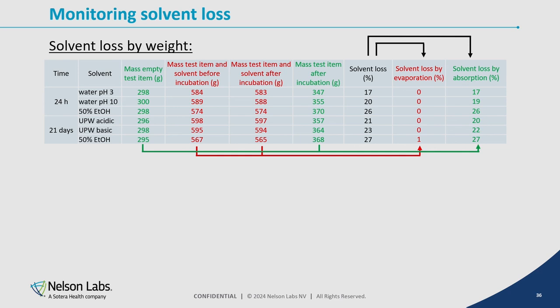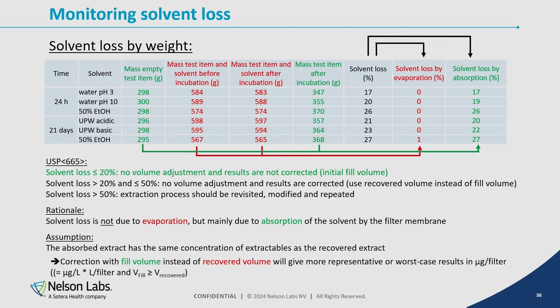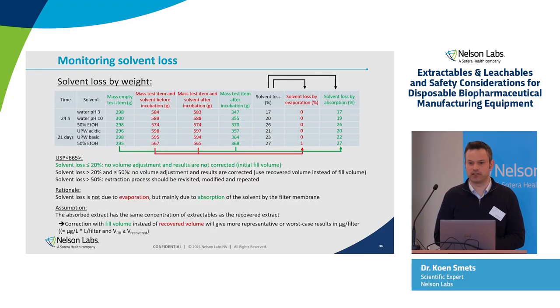So there are different mechanisms going on, and because the extract is not concentrated due to evaporation of the solvent loss, I think it's better to use the initial fill volume to calculate the results in case of significant amount of absorption, just to make sure that you're not underestimating the concentration of the extractables due to an incorrect assumption of solvent loss by evaporation.